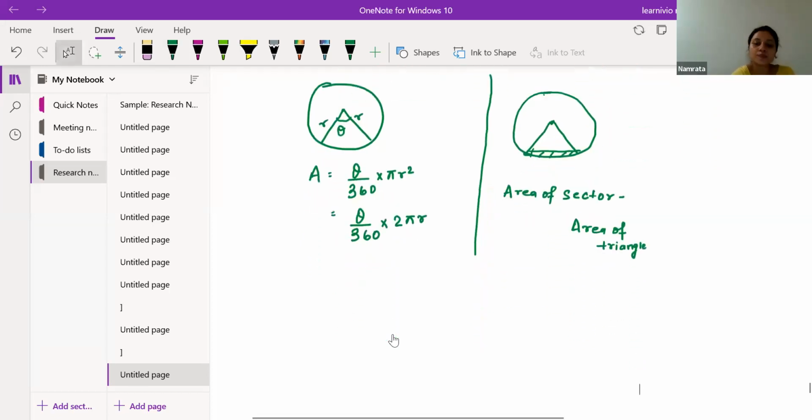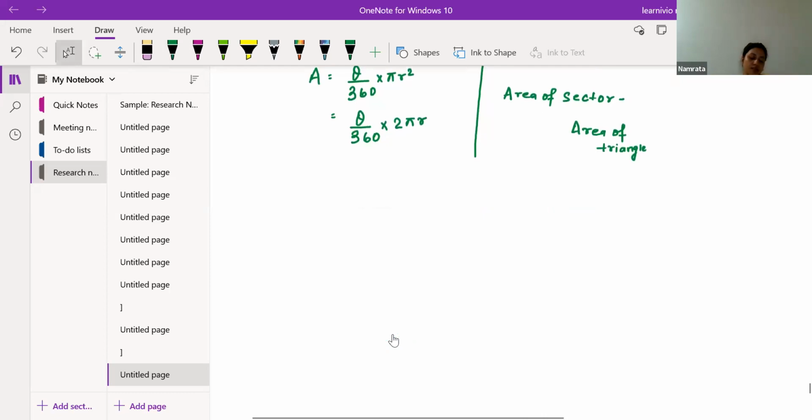Let's take the questions. I can see in the exercise question numbers 4, 5, 6, 7, all are just find the area of the sector or find the area of the segment, where the information is already given. Okay. So I am going to take question number 8.